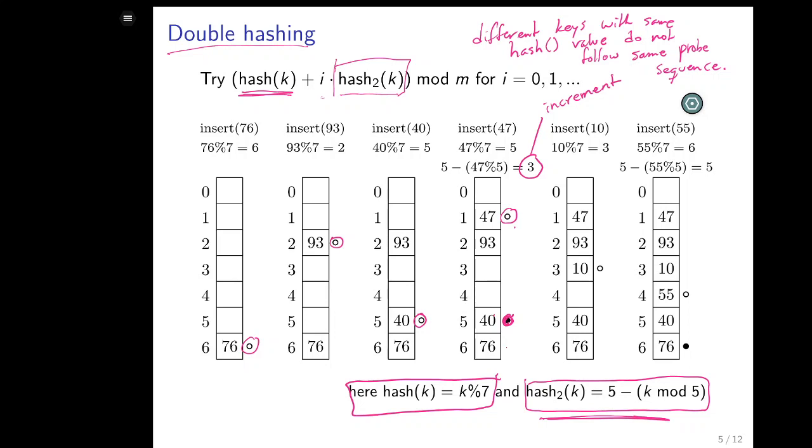Yep. But if two keys both have the same hash k value, then for the hash 2, you're also taking the mod 5 for both of them, so shouldn't that also produce the same output? When would it produce the same output? What has to be true? So now you know that the key mod 7 is the same for both keys. They hash to the same location. Now what has to happen for them to follow the same pattern?